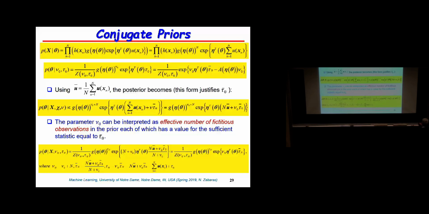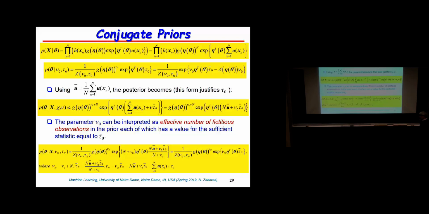You have eta transpose the summation of u's, and the summation of u's I write as n times u bar, plus n0 times tau 0. And then you have, of course, this g to a power n plus nu 0. So the physical meaning here is like I had n measurements of value u bar, and I had nu 0 prior measurements with strength tau 0 bar.